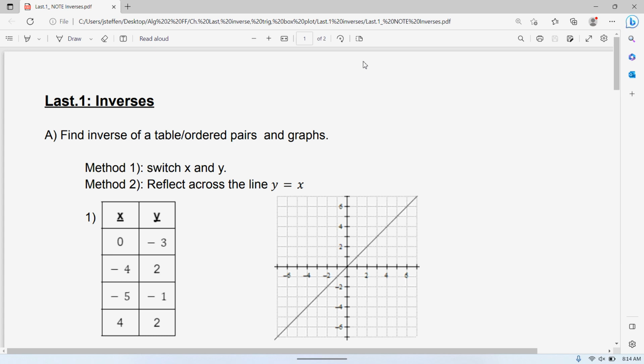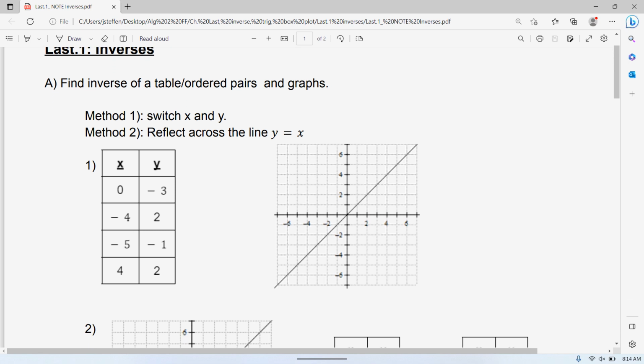So we have talked about inverses a little bit, where inverses are opposites of each other. Like the inverse of multiplication is division, the inverse of exponents is square roots, the inverse of an exponential is a logarithm. Those are all inverses that we've dealt with before. But what we're doing today is being able to recognize if things are inverses and how to find inverses.